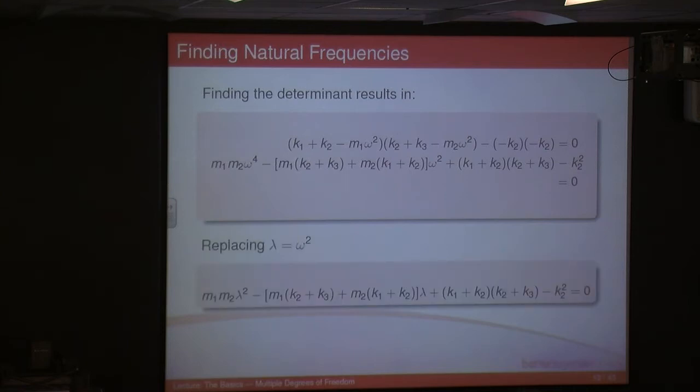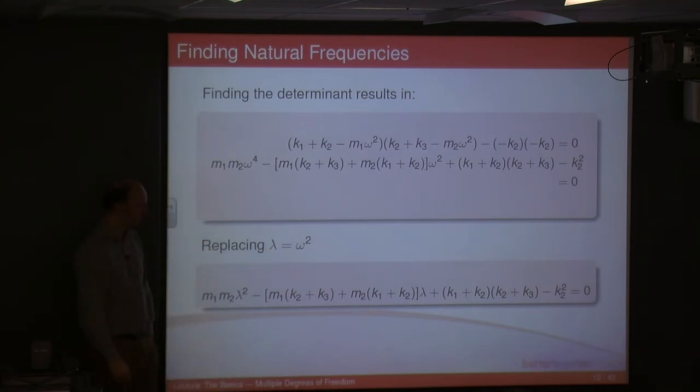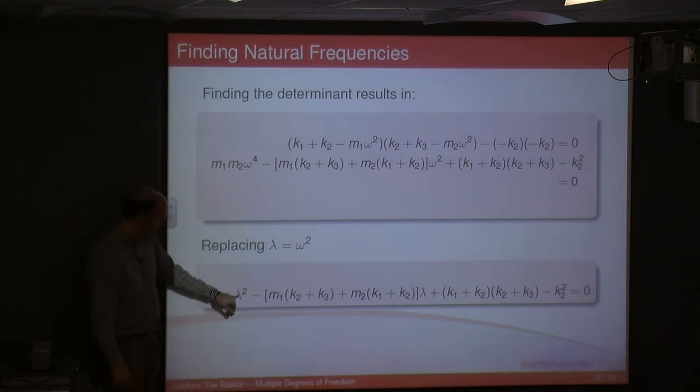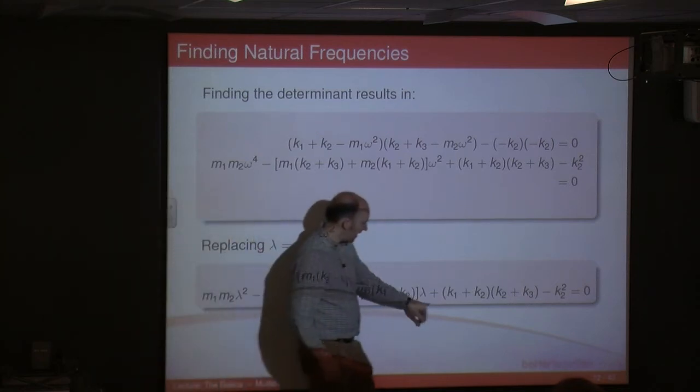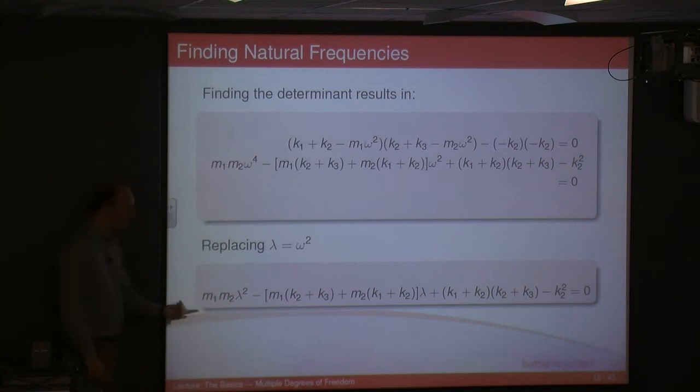Now, for the sake of argument, you don't have to do this, but if we replace omega squared with lambda, then quite clearly this equation becomes a quadratic equation. We've got a lambda squared here, a lambda here, and a lambda to the power of 0 over here. And so there's our quadratic equation. And obviously if you've got a quadratic equation, you can solve it using the quadratic formula to find a value for lambda.